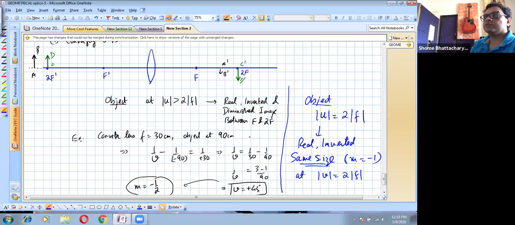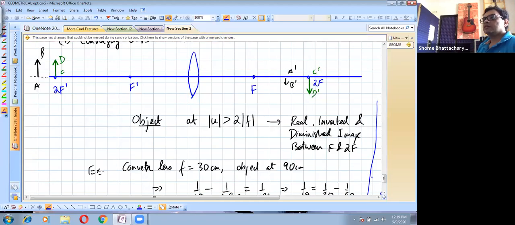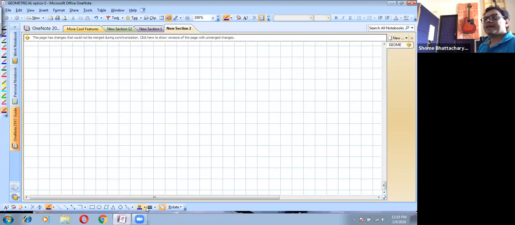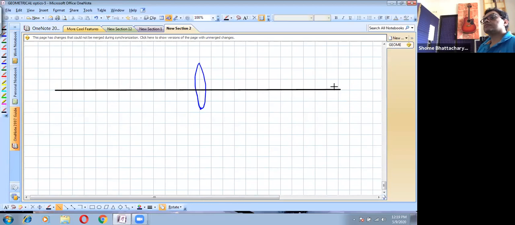And now, if you were to apply reversibility to the first one, that is, you make A prime B prime the object, you see AB has to become the image. So that means if the object distance is between f and 2f, then the image distance becomes greater than 2f, and it becomes a magnified, inverted and real image. Here, if we were to keep an object here, you'll see the image will be somewhere here.